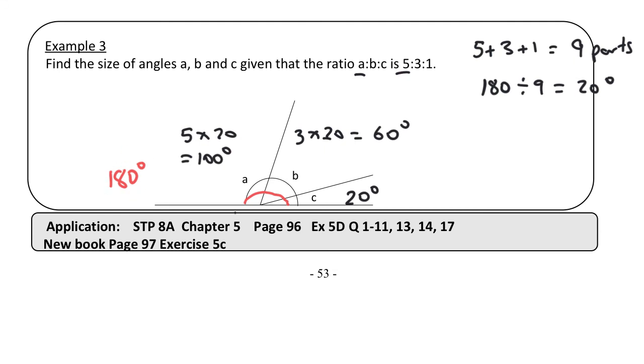So now you'll be able to do exercise 5D on page 96 if you're working with the old books, or 5C on 97 if you're working with the new ones.